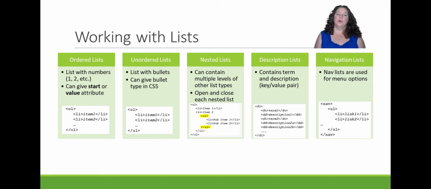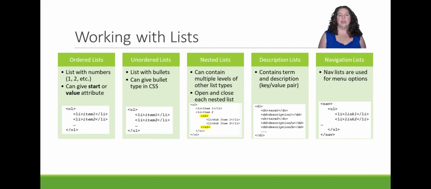Now, to do that, we can also add in start numbers or value attributes as we go along, but the basic formatting is we start with OL, which is ordered list, and then we insert list items for every item that goes in there. So you can see in the example, OL, and then a couple of list items inside of it.